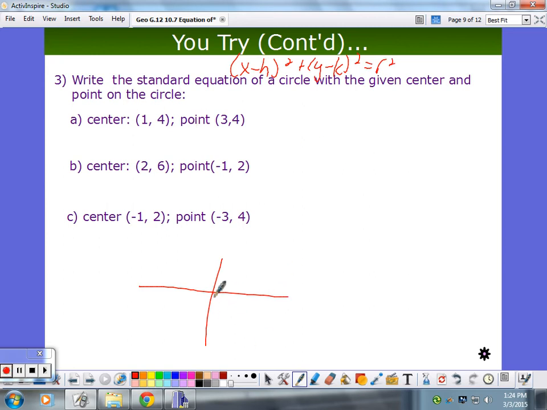And so think about what you're doing. Here's the center point. Let's say this is 1, 4. And you've got 3, 4, and it's over here someplace. That means this is on the circle, meaning there's a whole circle around here. So this is a radius. How are you going to find what radius is? How do you find what the radius is? Yeah? Distance formula. So you're going to use the distance formula.